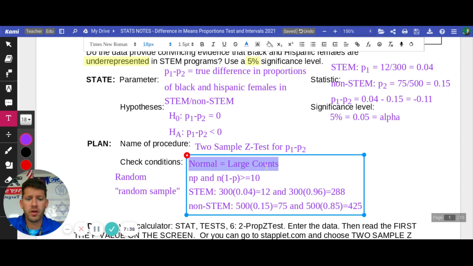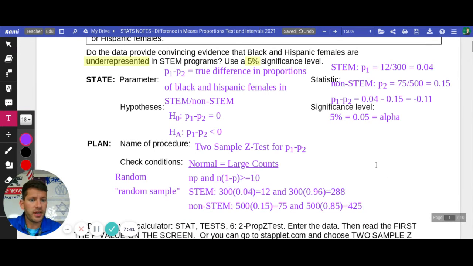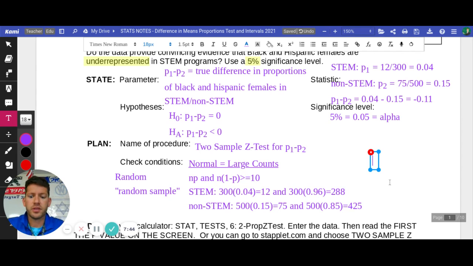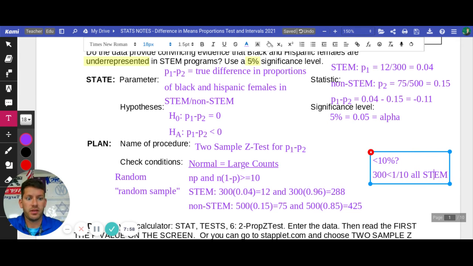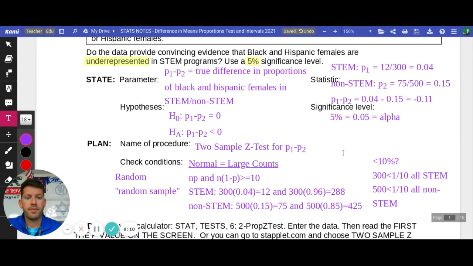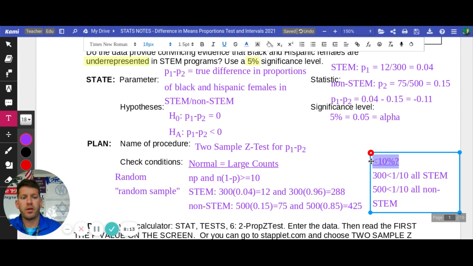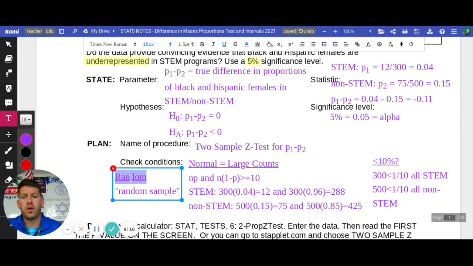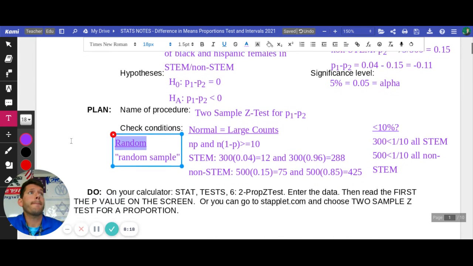And then some of you have been already showing this extra condition, that we want to make sure the sample is less than 10% of the population. 300 is less than 1/10 of all STEM students in the world, and 500 is also less than 1/10 of all non-STEM students in the world. So that's another condition that we are going to be checking for from here on out.